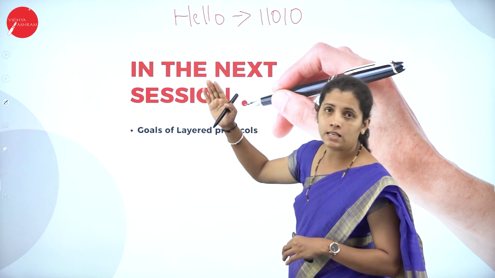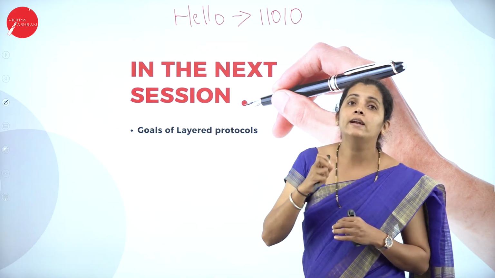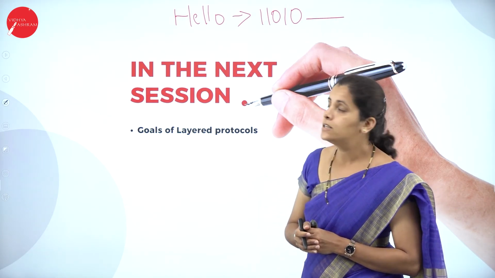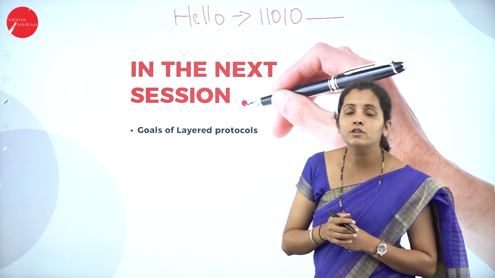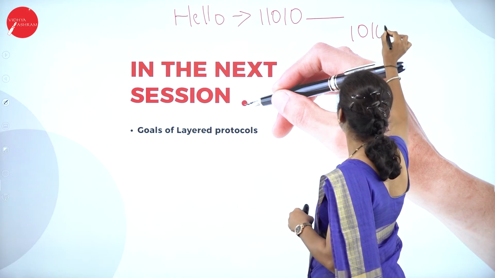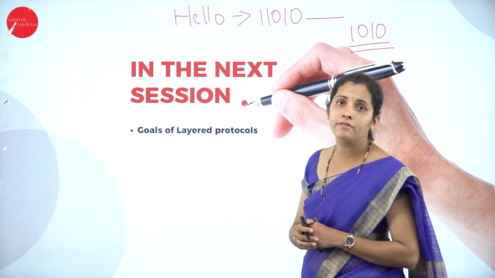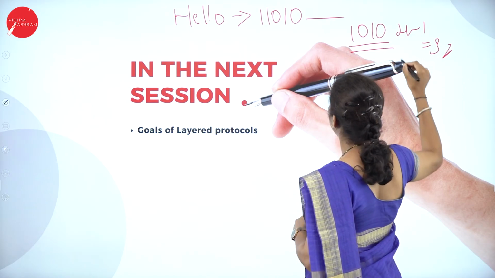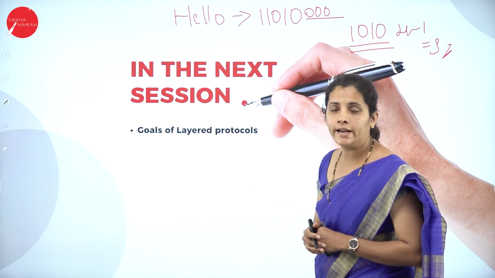Now in CRC, the CRC generator is going to add 0s to the end of your actual data. So how are the zeros calculated? Based on your divisor value. For example, consider this is your divisor value. How many bits are there in your divisor? It is 4. 4 minus 1, it is 3. So I'm going to place 3 zeros to my actual data.